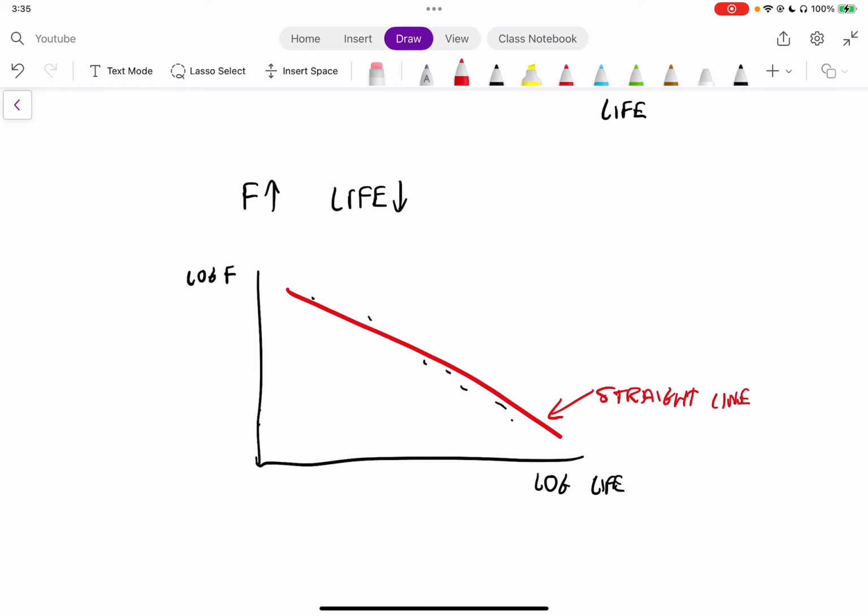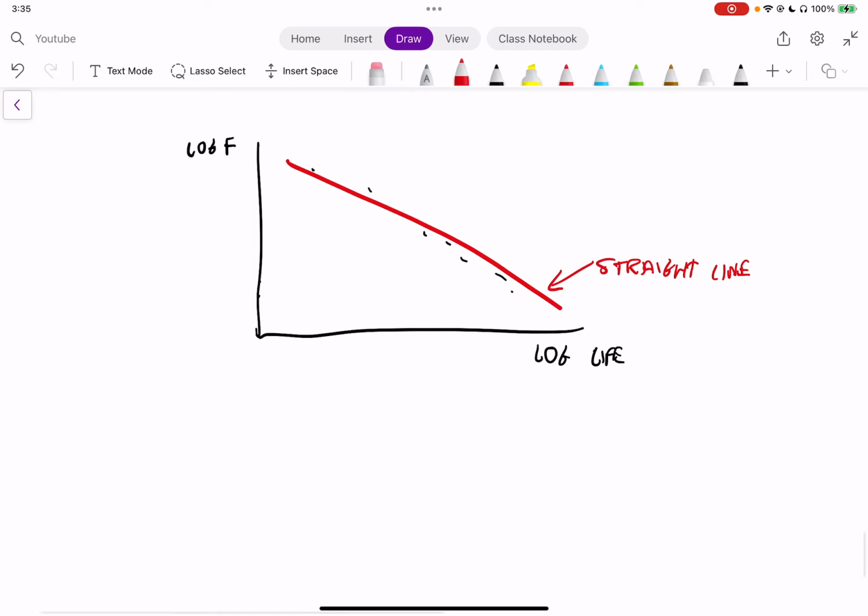So then what we can say is, thanks to this graph above, that F times L to the power of 1 over a, and this is just notation, but it could be to the power of a or to the power of something else, is equal to a constant. So this comes from the fact that log of F is equal to some multiple of log of life. And if we use the logarithmic rules, we get that F L to the 1 over a is equal to a constant. So it's always going to be constant because essentially we're finding the slope of the line.